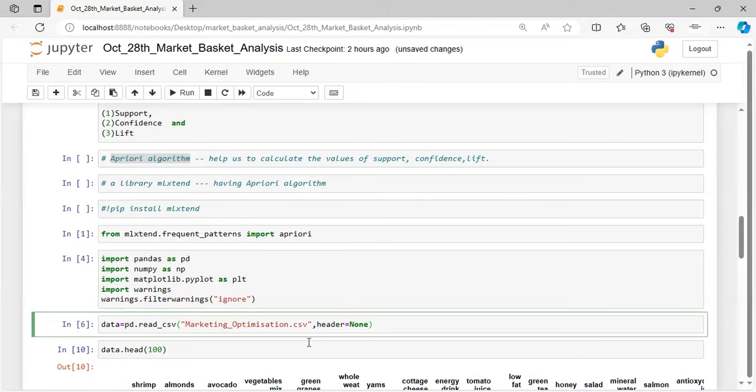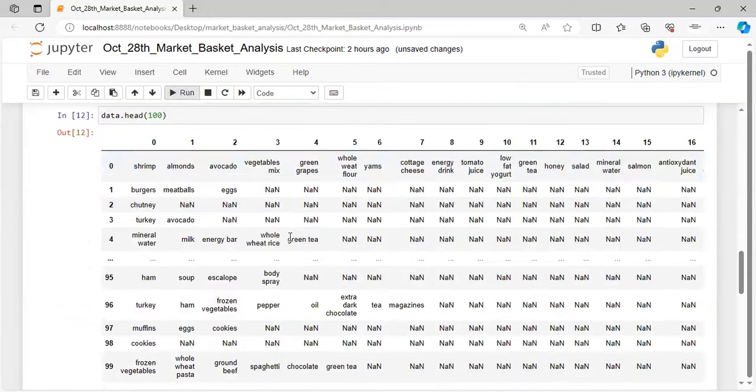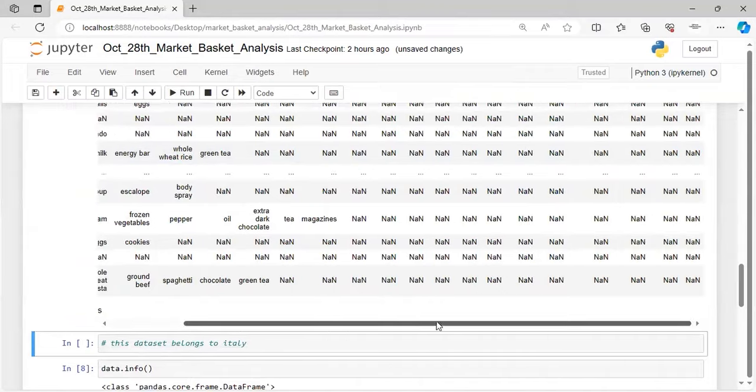Okay. So just apply this thing, header equal to none, and then this problem will be solved. Just a minute. All fine. Okay. Now it's making sense actually. Done.